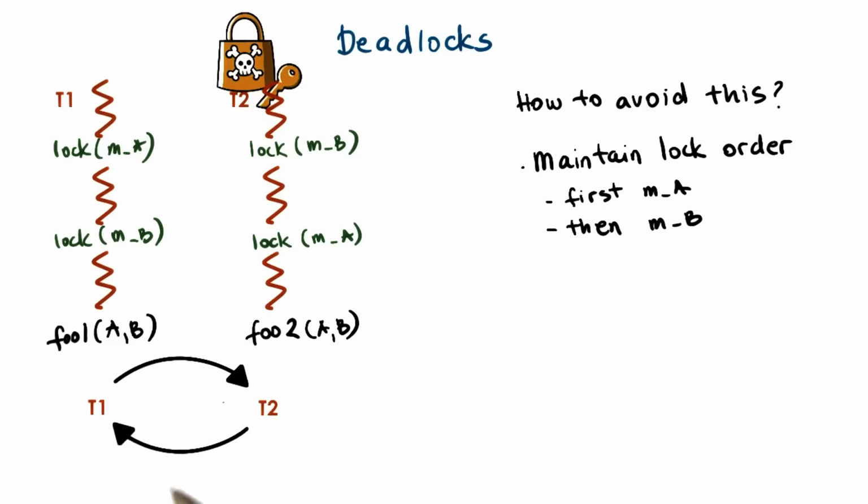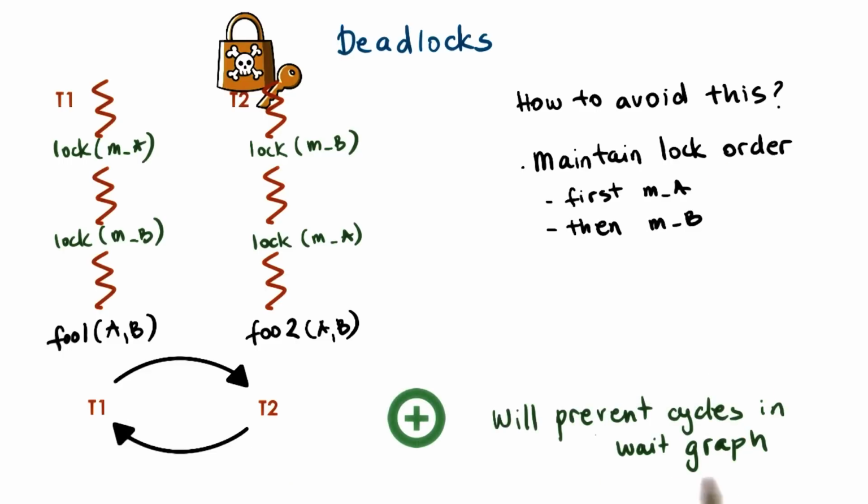In principle, this type of analysis is a little bit more difficult to illustrate and to determine, but what we're trying to really show is that if there is a cycle in this kind of wait graph in which we draw a line between two threads, if one thread is waiting on a resource that the other thread has, then a cycle indicates a deadlock. Maintaining a lock order will prevent such cycles from occurring. So we'll ensure that there will be no deadlocks in the code.